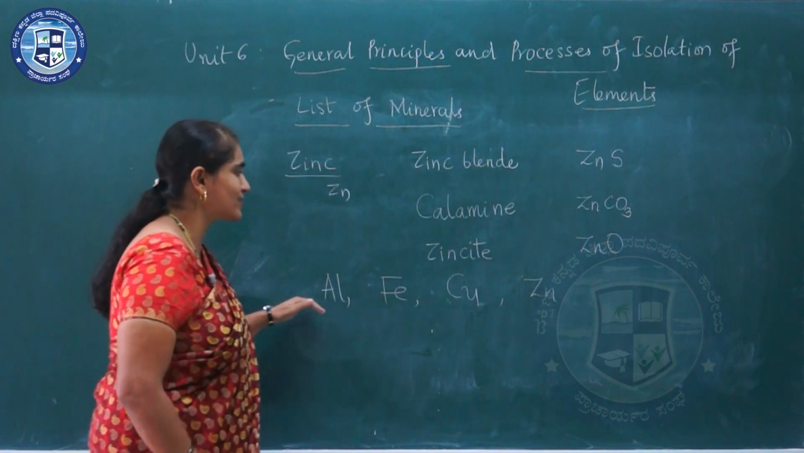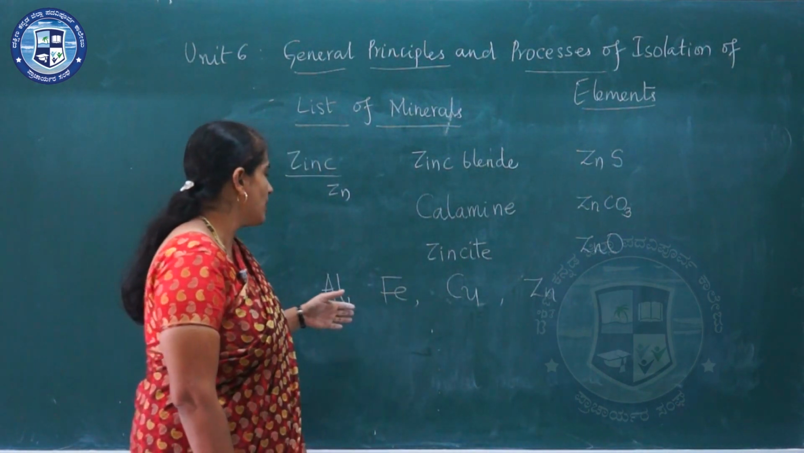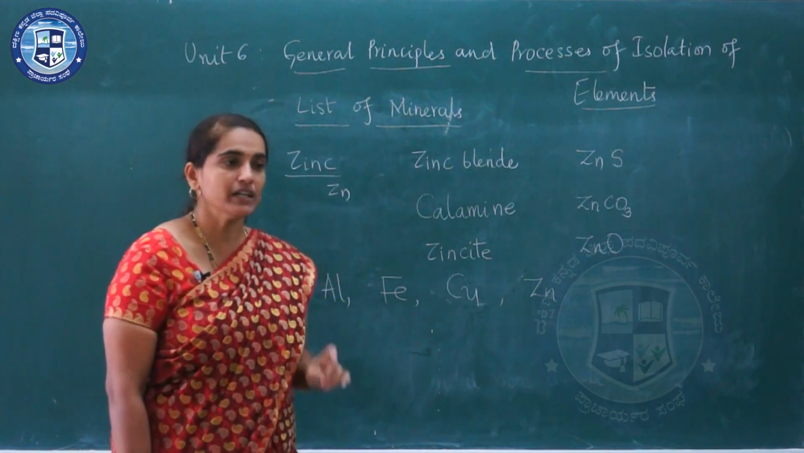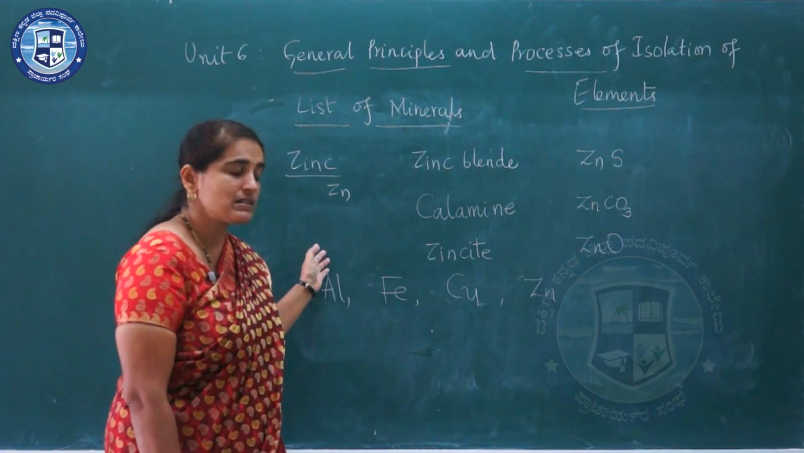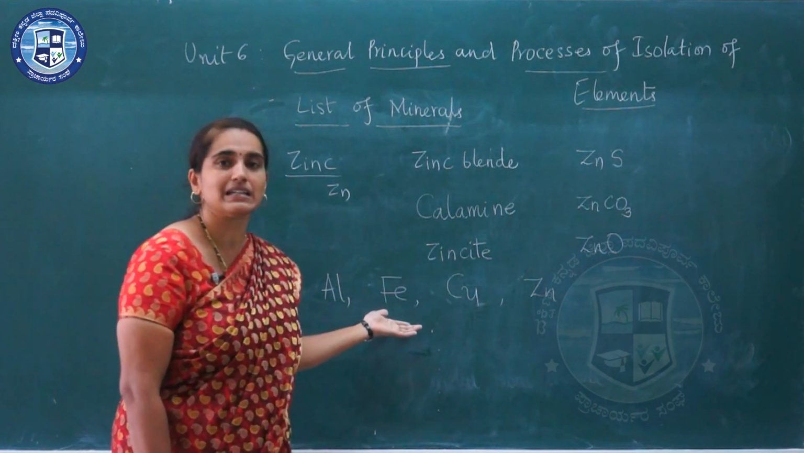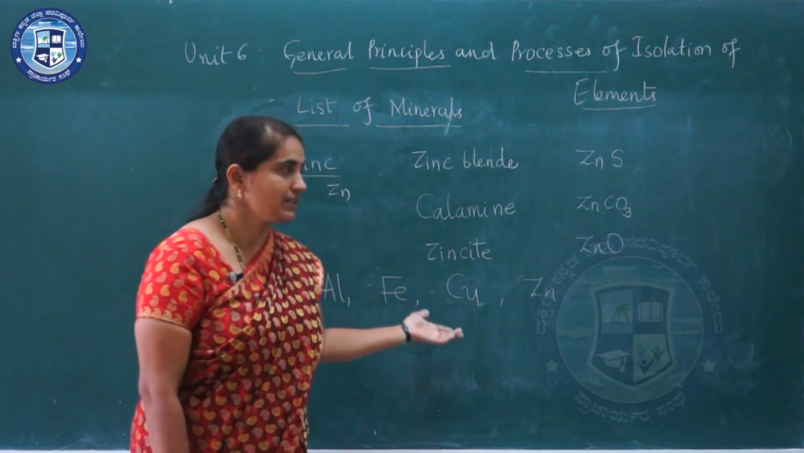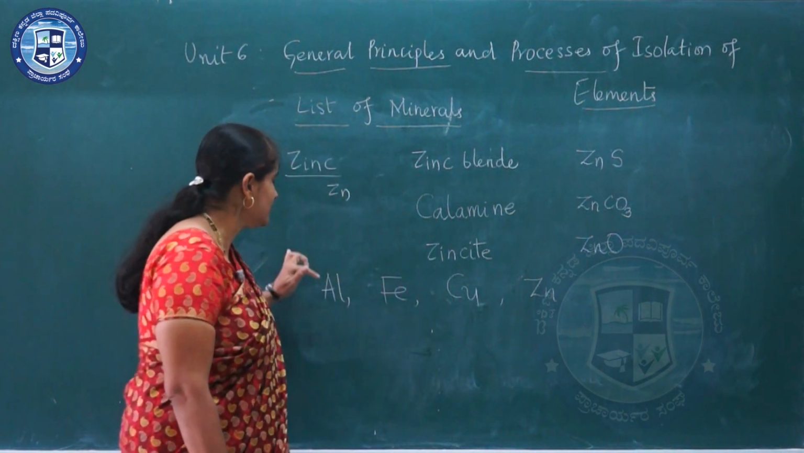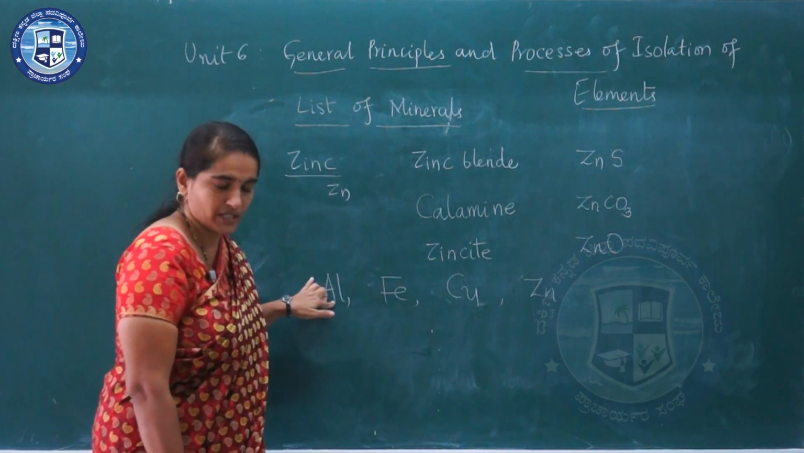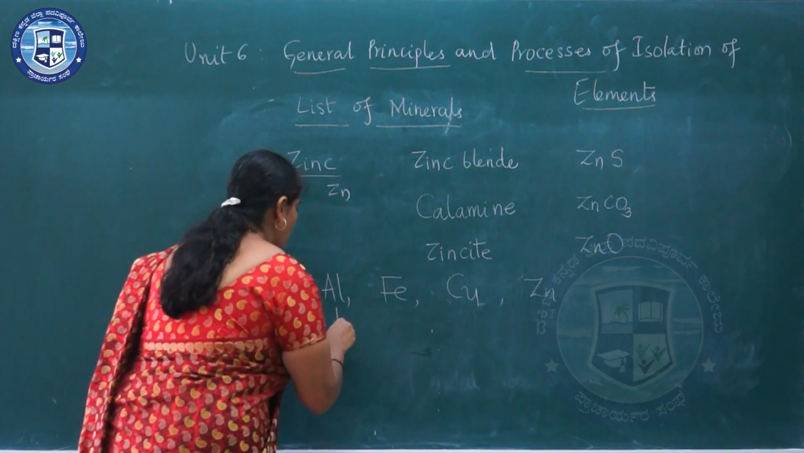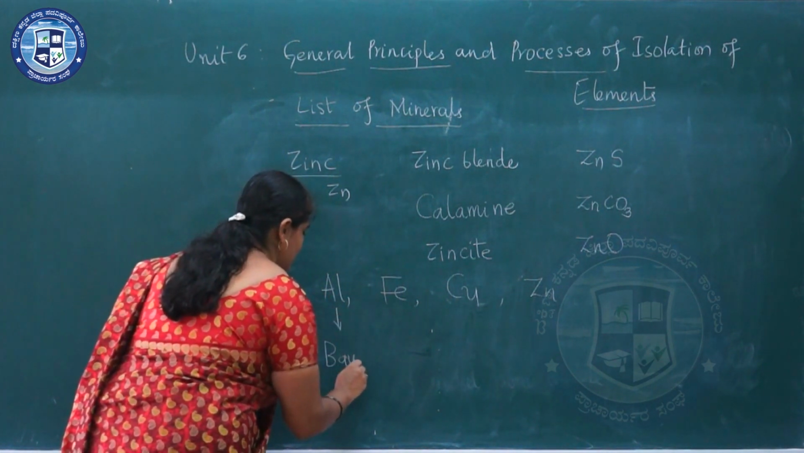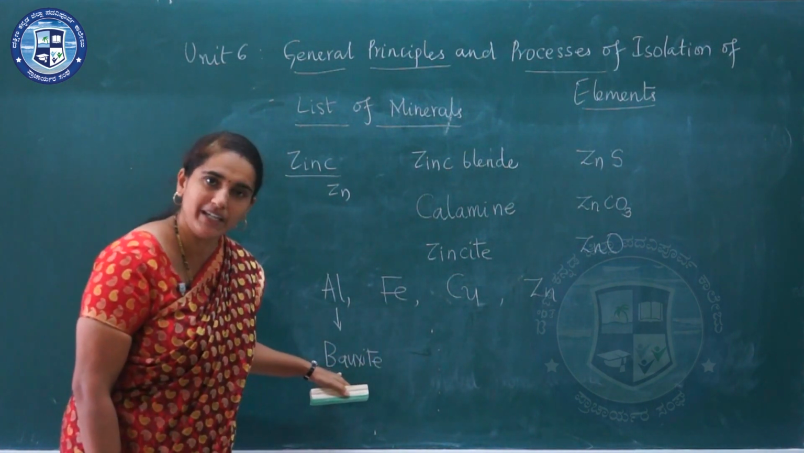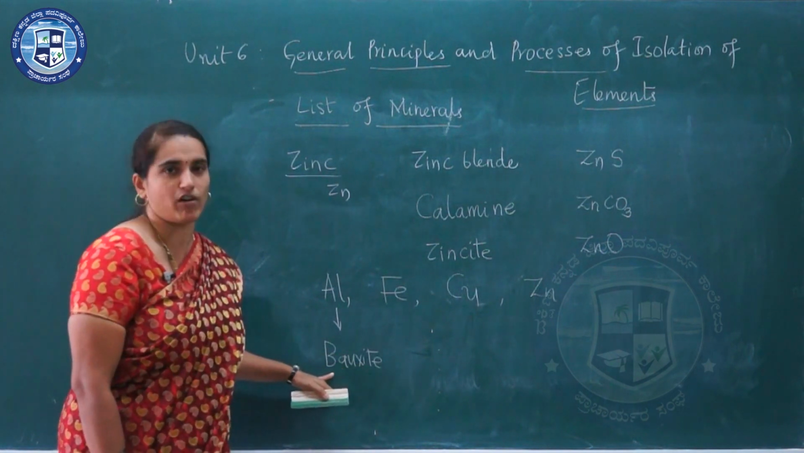Now in order to isolate or extract these metals from these minerals, we have to select one particular ore. We know that ores are those minerals from which we can extract the metals economically and conveniently. Now we have made a list, so the question is whom to select. For aluminium, the better ore used here is bauxite. You may be asked a question, name a chief ore of aluminium. In that case, you will write bauxite.